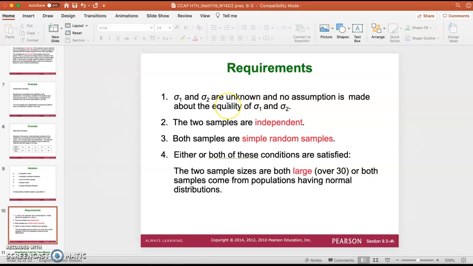Now, our requirements for the hypothesis test or confidence intervals of two means, the way we'll do it most often, are as follows. First, the population standard deviations, both of them, are unknown, and we are not assuming that the two will be equal. Second, the two samples are independent. Third, both samples are simple random samples, so we see that come up an awful lot. And fourth, either or both of these conditions are satisfied: the two sample sizes are both large, so at least over 30, or both samples come from a normal distribution, or roughly normal distribution.